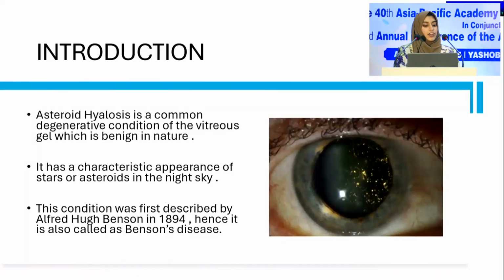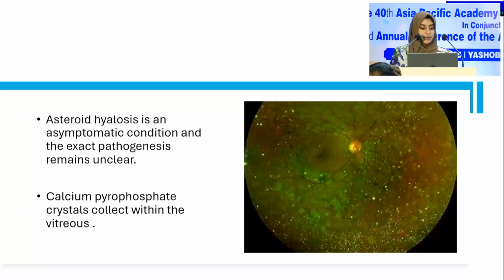It has a characteristic appearance of stars or asteroids in the night sky, and it was first described by Alfred Hugh Benson in 1894. Hence, it's also called Benson's disease. It is an asymptomatic condition, and the pathogenesis is not clear. We see calcium pyrophosphate crystals which are collected within the vitreous.